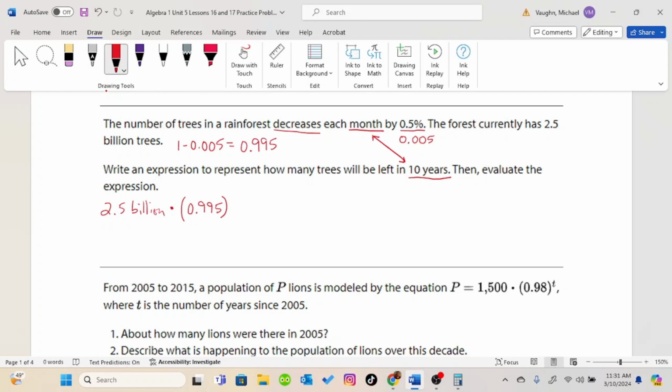So the exponent needs to be 12 months times 10 years. So this becomes 2.5 billion trees times 0.995 to the power of 120.